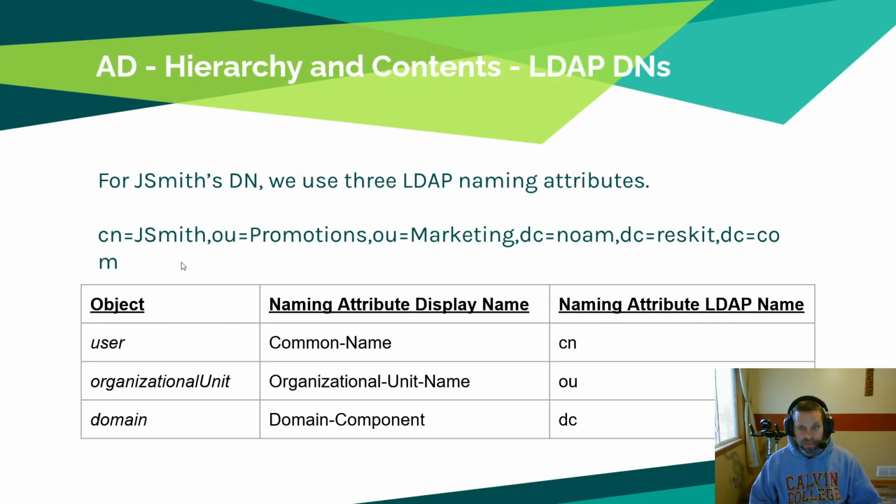We used all three of our LDAP naming attributes. Now there's more than this, just these are the three that I want to focus on. Our common name, CN equals J Smith, our organizational unit, OU equals promotions, OU equals marketing, and then our domain component, or the DCs.